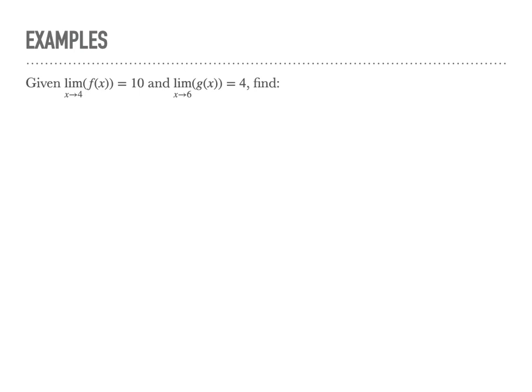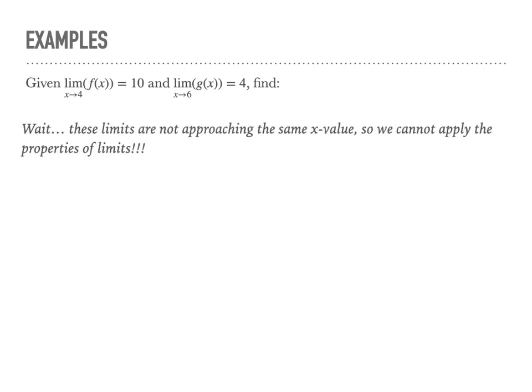Well, let's look at this one more time. Can we actually use the properties of limits on this? We can't, because these limits are not approaching that same x value. So we cannot apply the properties of limits. As you can see, one is approaching 4 and one is approaching 6. And the property of limit states that they have to be approaching the same x value in order to use those 6 properties. So let's change this up.